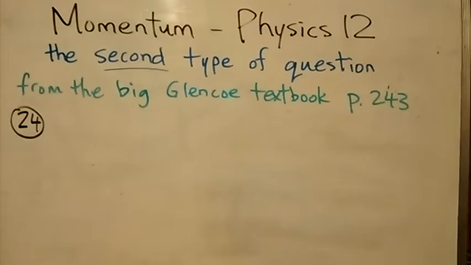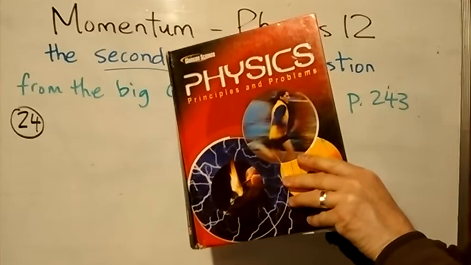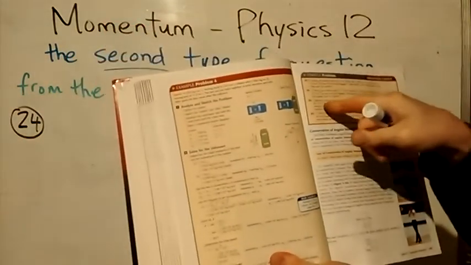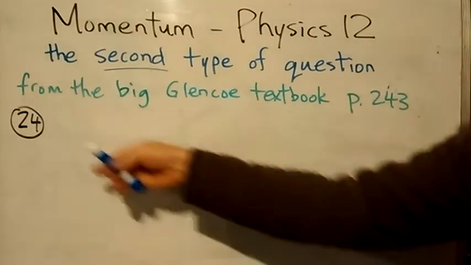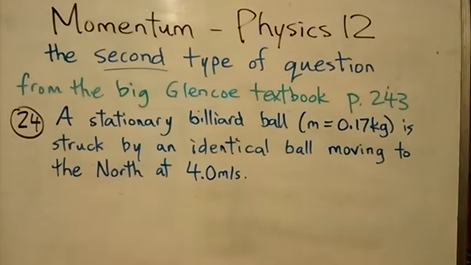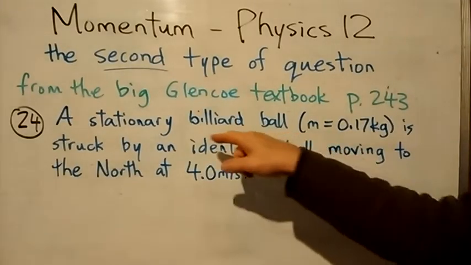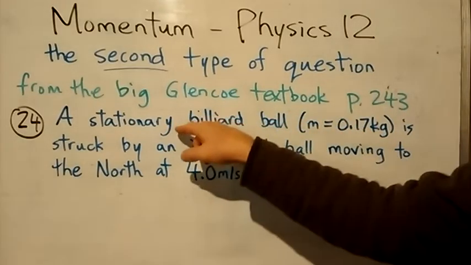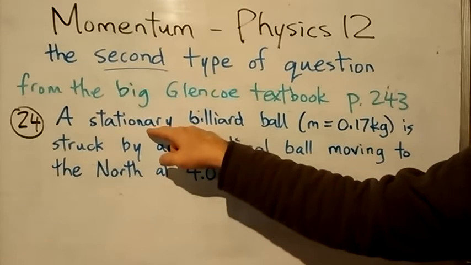This particular question comes from the Glencoe textbook, the big one that is, Principles and Problems, and it's on page 243 and it's number 24. So we'll write it down right here, right now. I'm ad-libbing a little bit, changing the words a little bit to the problem to make it a bit more understandable. But a stationary billiard ball, now that's not like a pencil or a stapler or anything.